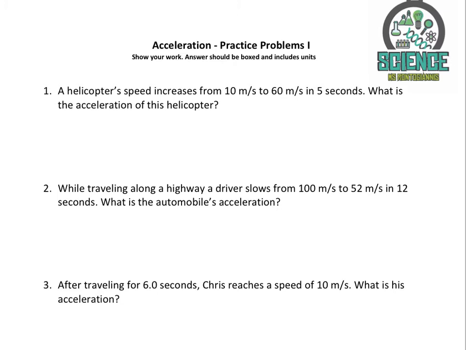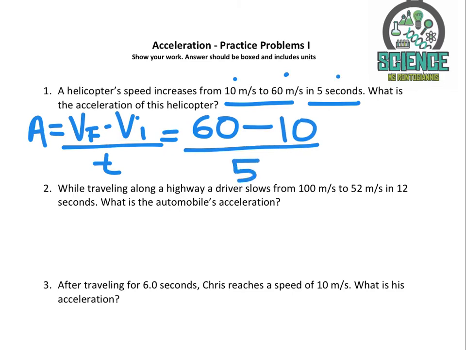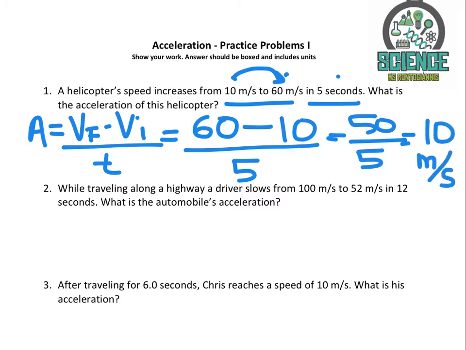Okay, helicopter speed increases from 10 to 60 in 5 seconds. What's the acceleration? That's a pretty straightforward one. I'm going to use my equation: the final speed divided by the time. So the helicopter reached a final speed of 60, and I'm subtracting the initial speed. When I started measuring the helicopter speed, it was already at 10. So I'm going to do 60 minus 10, that's its initial speed, divided by the amount of time it took the helicopter to go from 10 to 60. Then we have 50 divided by 5, and we have an acceleration of 10 meters per second squared.